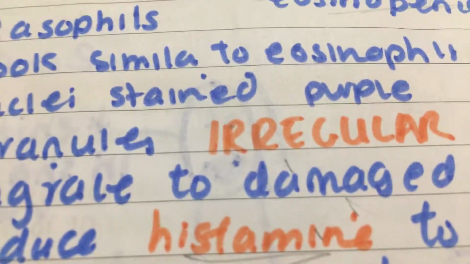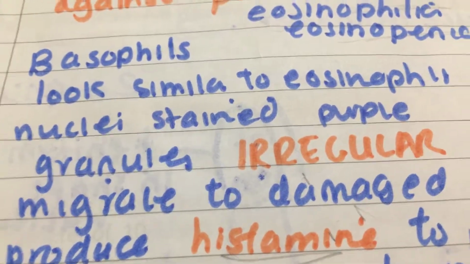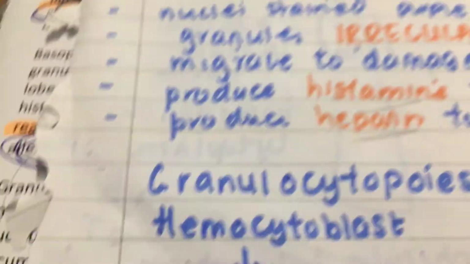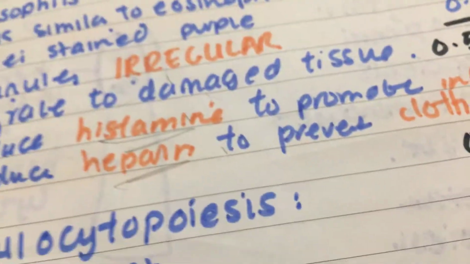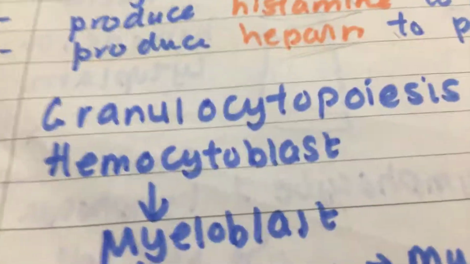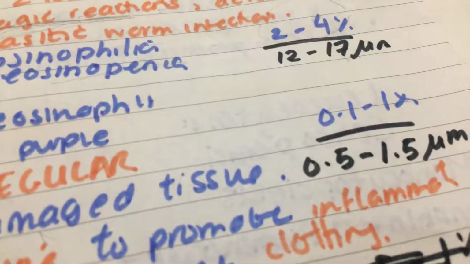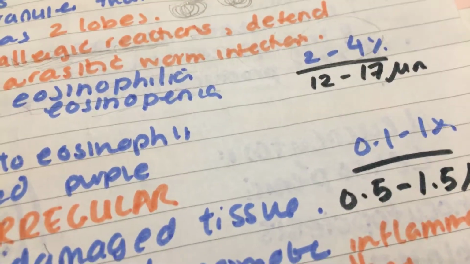Histamine, what is its function? It's basically a symptom. Histamine is released in allergic reactions to promote inflammation. And heparin is to prevent clotting. It's anti-clotting. Okay? And what is the diameter? Diameter is also small. It's small in percentage, it's small in diameter. It's 0.5 to 1.5 micrometers, which is very small.